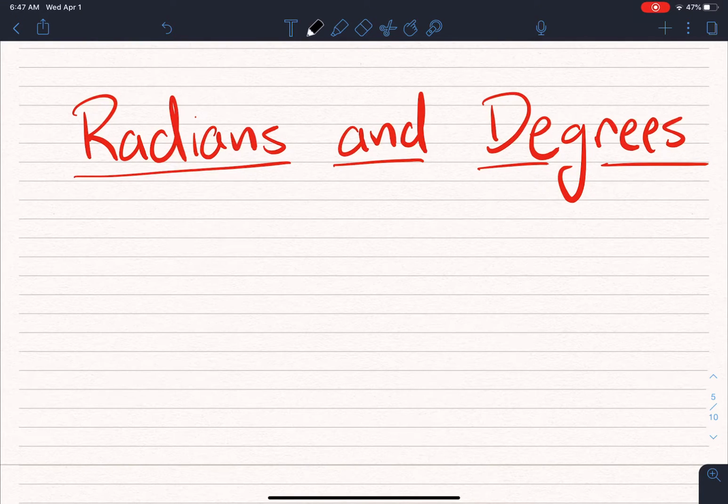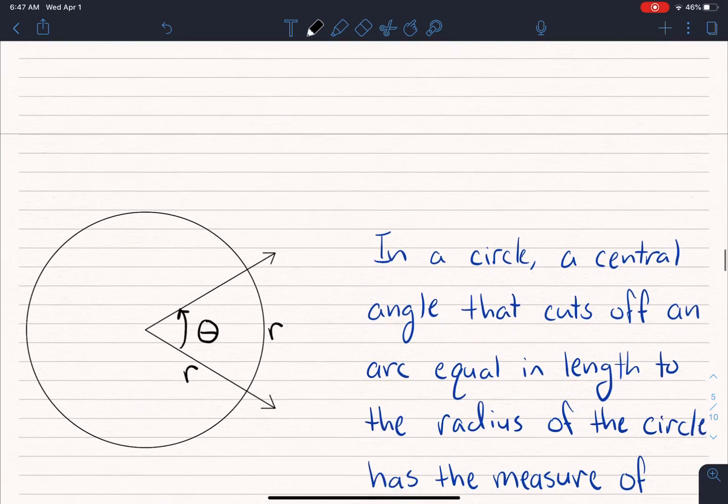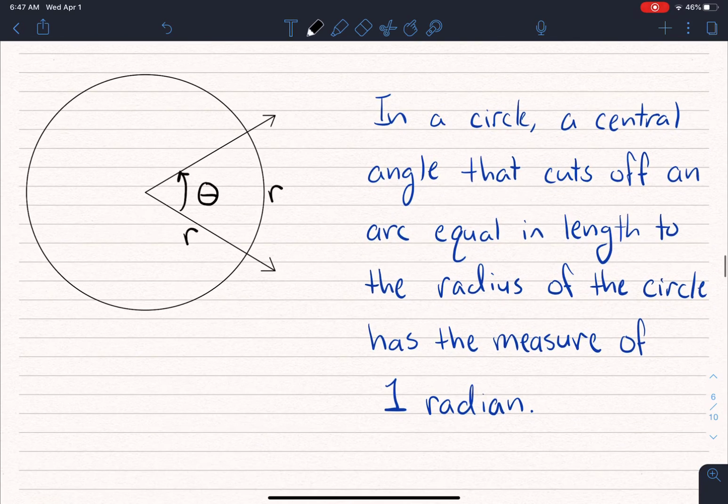Yesterday I talked about how one radian was like the idea of taking the radius from a circle and bending it along the exterior of the circle, and that would make up 1 radian. I did my best to explain it, and I know it was kind of crazy, but the book's definition is even crazier. They give this illustration, and they say, in a circle, a central angle that cuts off an arc equal in length to the radius of the circle has the measure of 1 radian.